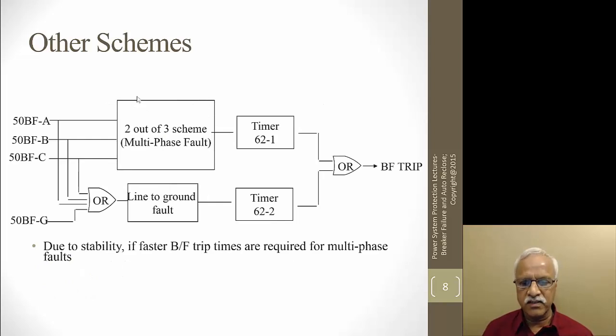If there is a stability critical system, then 2 out of 3 schemes, or voting schemes, are used. Or for a single line to ground fault, you know that it is not a stability situation, then you can use a slower timer. If it is a 3-phase or phase-to-phase fault, you look at 2 out of 3. For a multi-phase fault, it can be set with less margin and a faster timer.